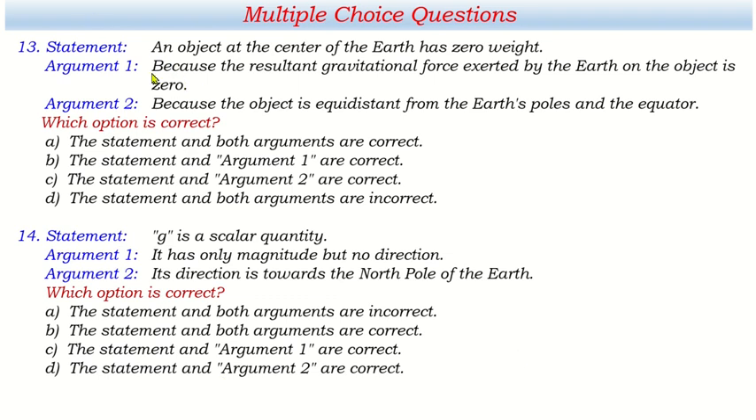Let's have the question. An object at the center of the earth has zero weight. Yes, this is correct, because the resultant gravitational force exerted by the earth on the object is zero. Argument 1: yes, this is also correct because at the center, the gravitational force of the earth's mass from all sides cancels each other. That's why the resultant gravitational force of the earth will be zero and weight becomes zero. Argument 2: because the object is equidistant from the Earth's pole and the equator. No, this is incorrect, because the center is not at the same distance from pole and equator.